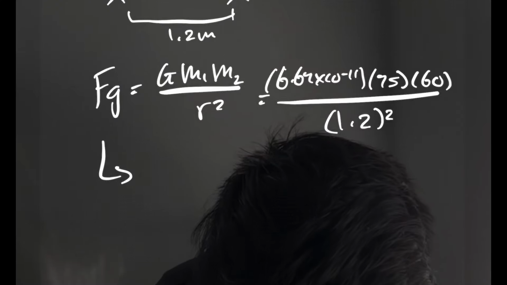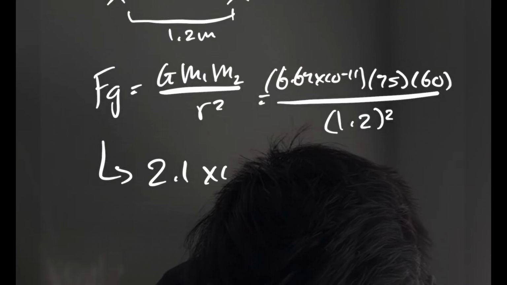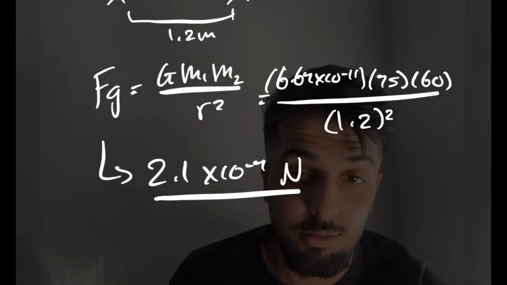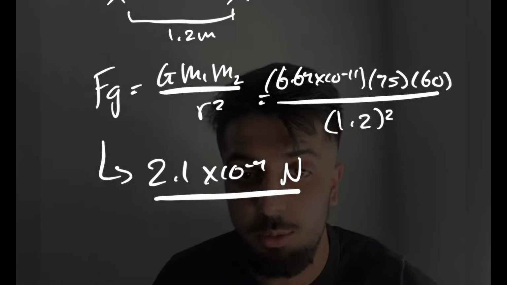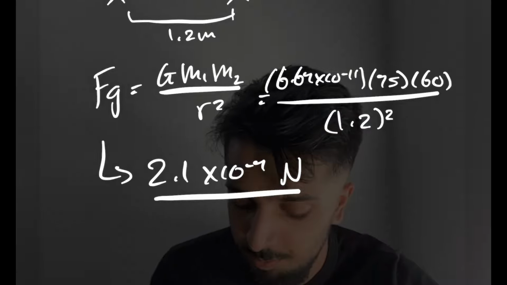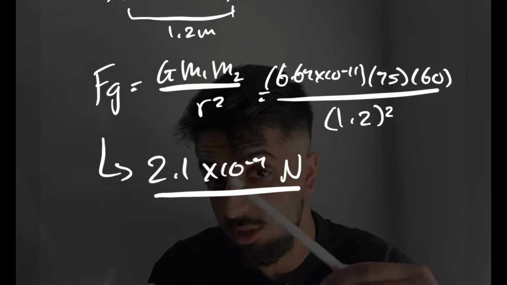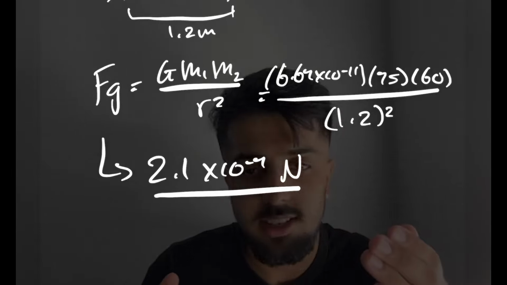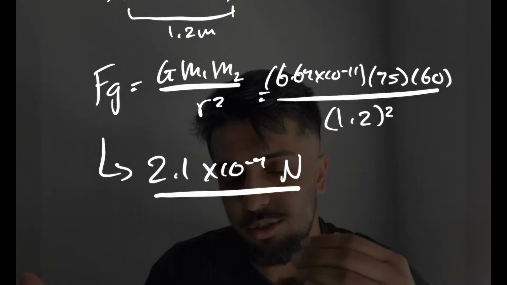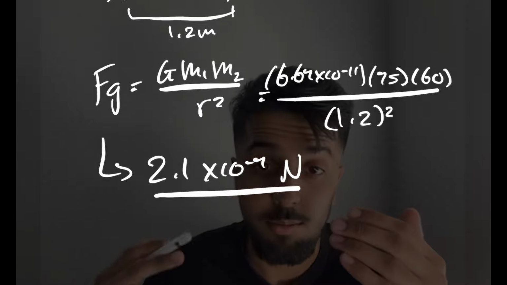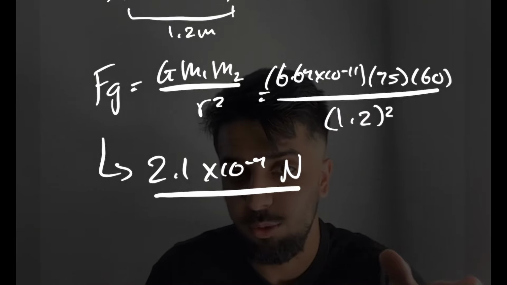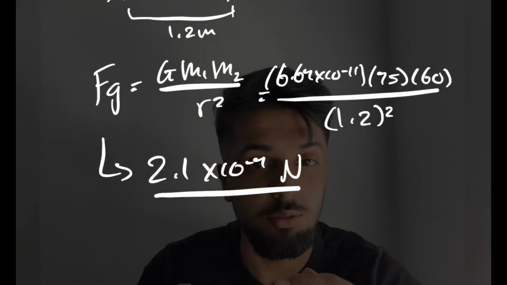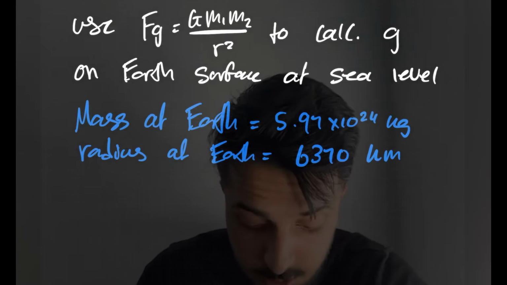That gives us a force of 2.1 times 10 to the negative 7 newtons. And as you can see, that is incredibly small, and that is why we don't perceive it when we're standing next to someone. Also, one thing to note, this 2.1 times 10 to the negative 7 is the force that M1 is acting on M2, and also the force that M2 is acting on M1. So it is a Newtonian force pair. And if you remember, that is a key condition for Newton's third law, that both of the forces need to be a force pair.